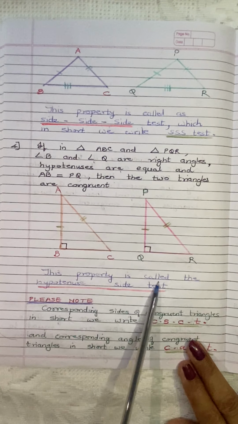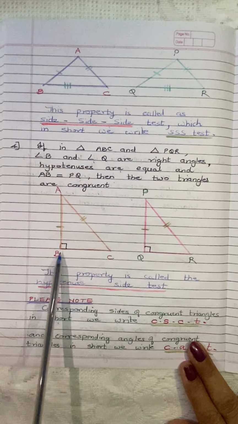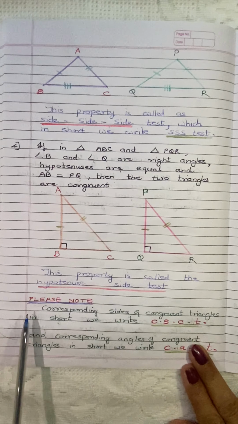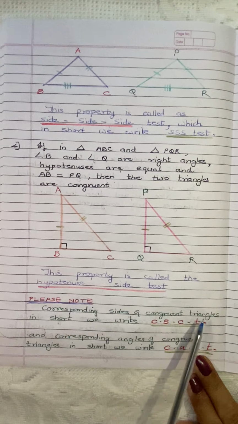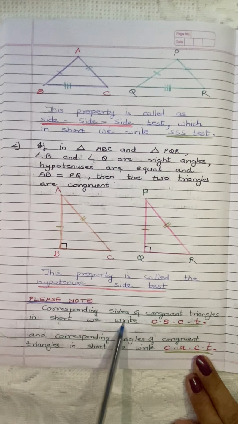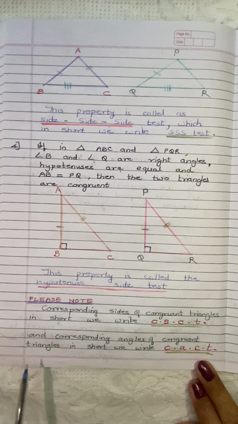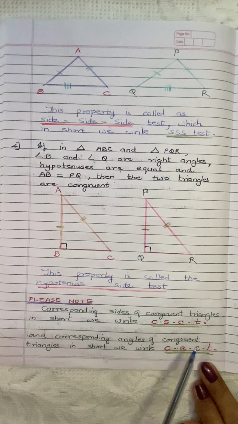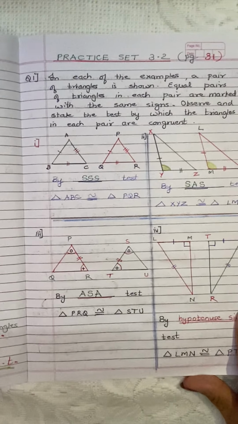This property is called the hypotenuse side test, because in a right angle triangle the longest side is the hypotenuse. Now what we need to note is corresponding sides of congruent triangles. In short, we can write CSCT, and corresponding angles of congruent triangles, in short we can write CACT. This is what we have to write in short whenever we need this.